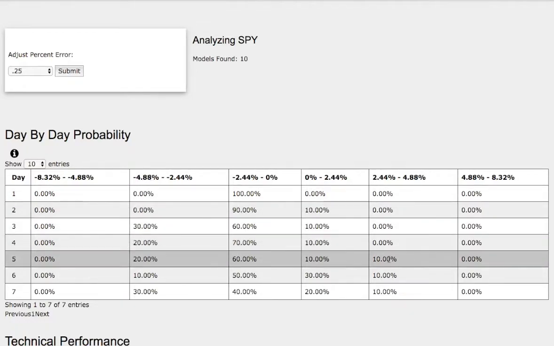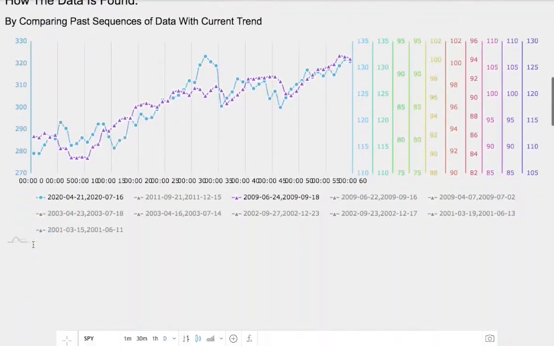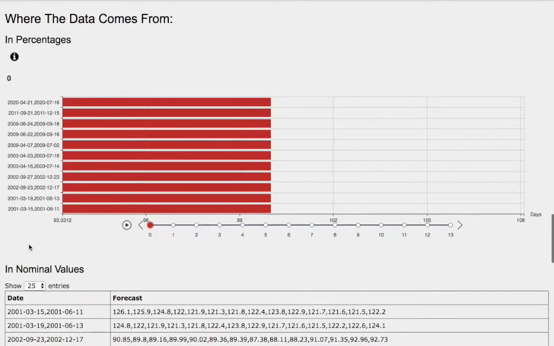And on the other hand, to the extreme case to the upside, we have a 10% chance for it to climb between 2.4% to 4.9%. So now let's examine the day-by-day forecast for SPY.